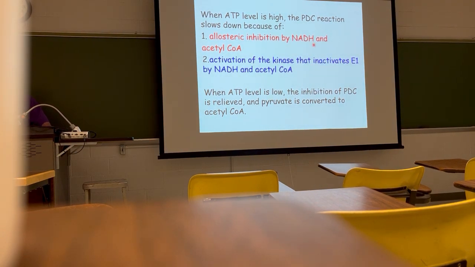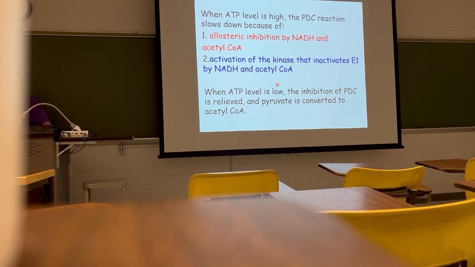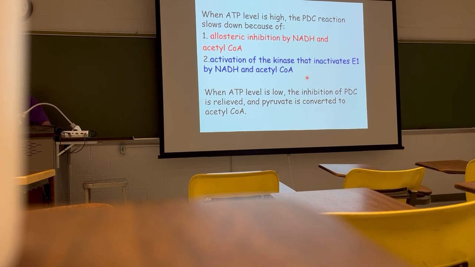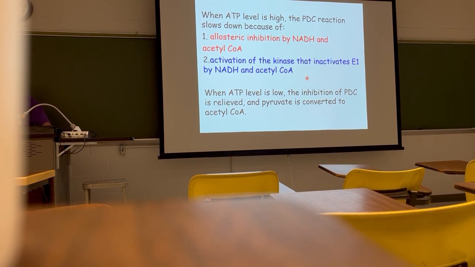So this slide summarizes what I've been talking about. When ATP level is high, pyruvate dehydrogenase slows down because of allosteric inhibition by NADH and acetyl-CoA and activation of the kinase. So the kinase is activated, and that inactivates pyruvate dehydrogenase complex. When ATP is low, then we get relief of that inhibition, and pyruvate is converted to acetyl-CoA.